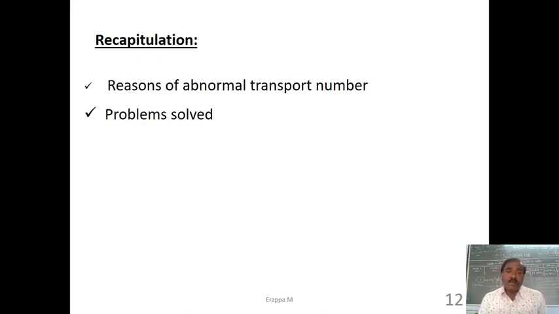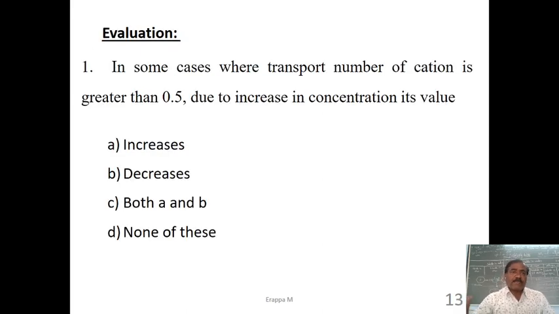So the summary of this session is why the transport number is abnormal. You have to explain clearly that it is due to complex formation at higher concentration, along with some simple problems. It is very important from the examination point of view. Next, I will give you some questions at the end of this session, based on transport number and abnormal transport number.